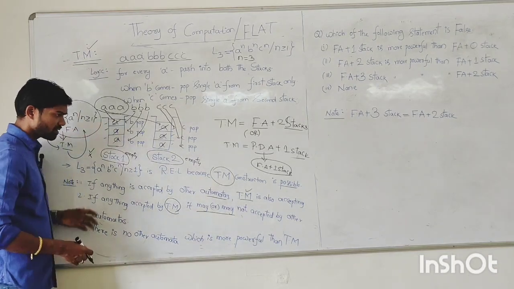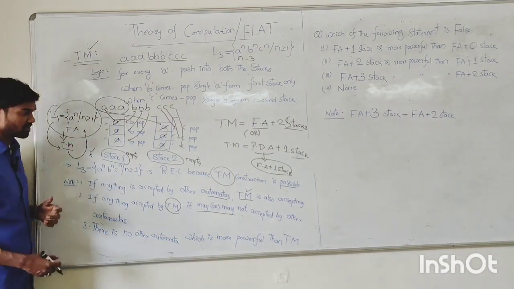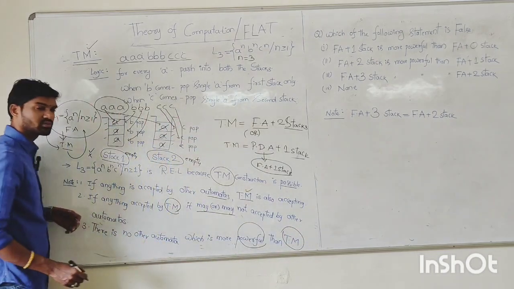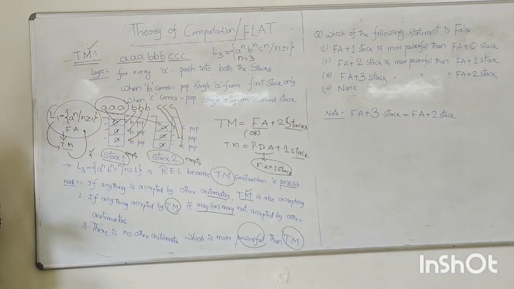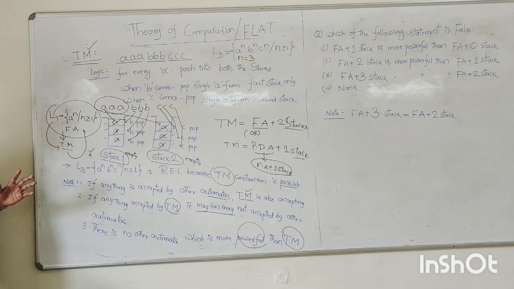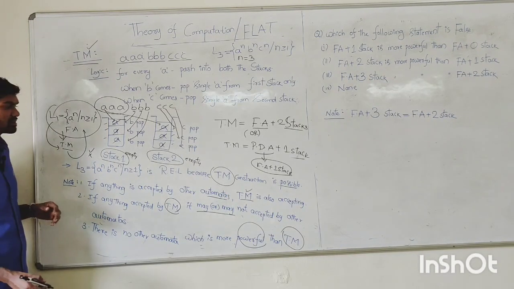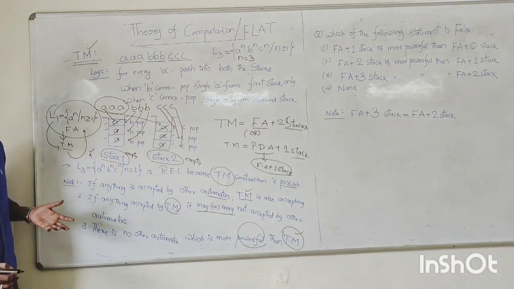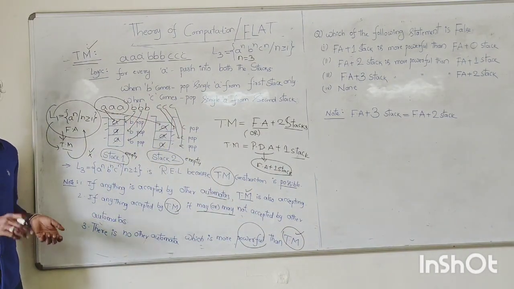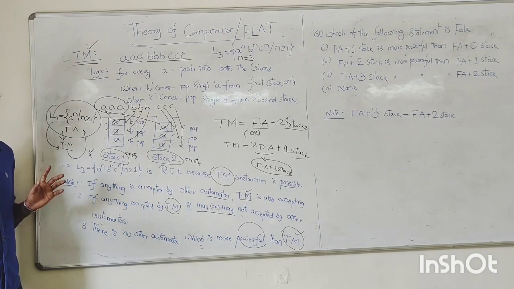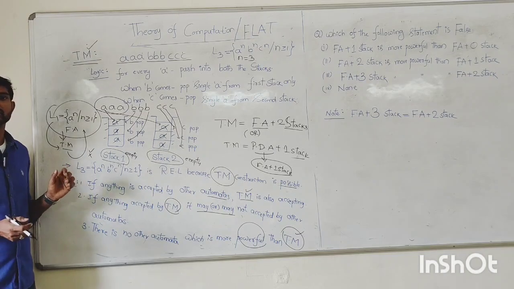Now, among the four automata, which is more powerful? The more powerful automaton is the Turing machine. So, the Turing machine is more powerful than finite automata, pushdown automata, and linear bounded automata. Why? Because the Turing machine accepts all the languages which are accepted by the finite automata, pushdown automata, and linear bounded automata. So that is why the Turing machine is more powerful.